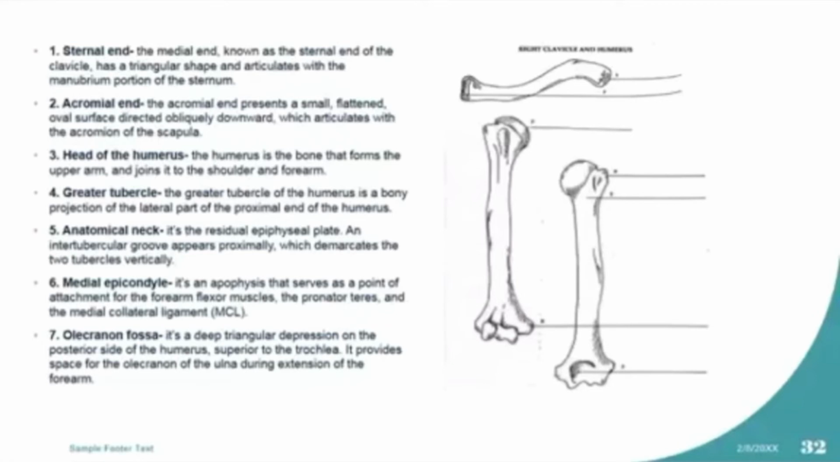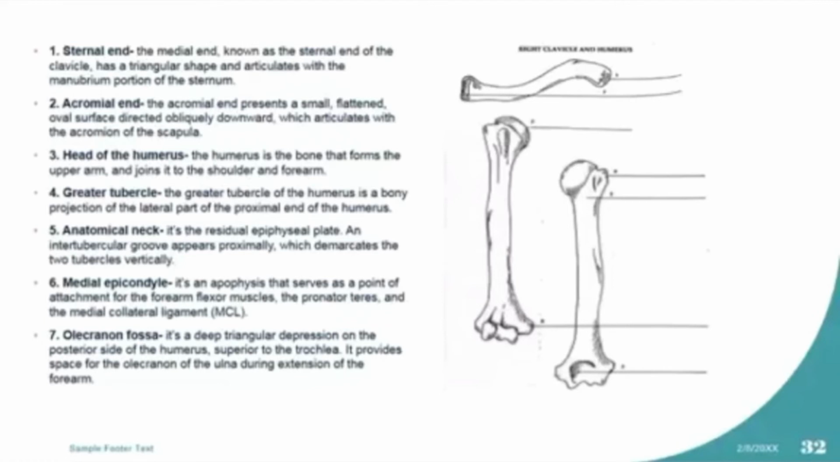Number 3 is the head of the humerus. The humerus is the bone that forms the upper arm and joins the shoulder and forearm. Number 4 is the greater tubercle. The greater tubercle of the humerus is a bony projection of the lateral part of the proximal end of the humerus. Number 5 is the anatomical neck. It is the residual epiphyseal plate.